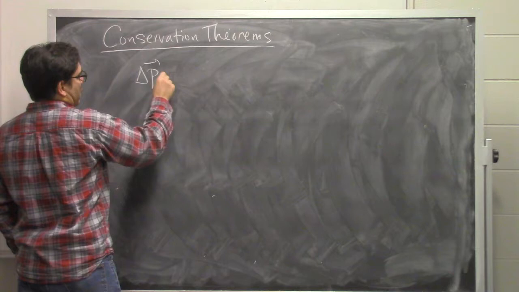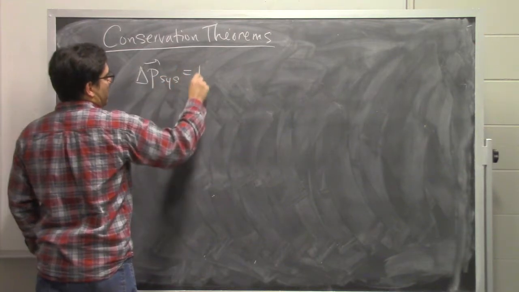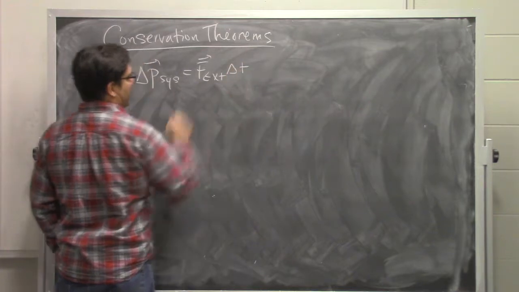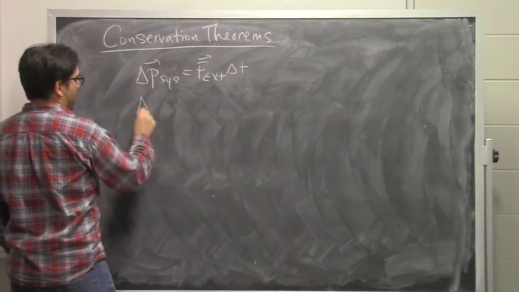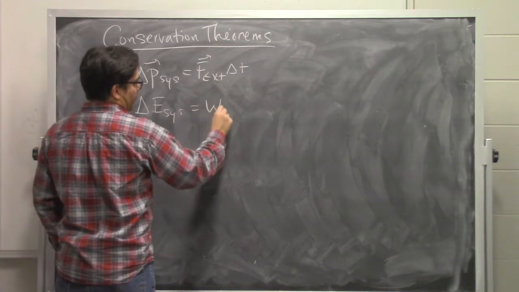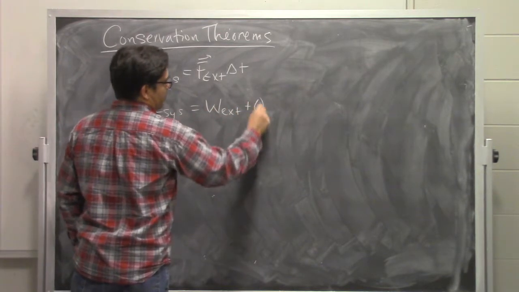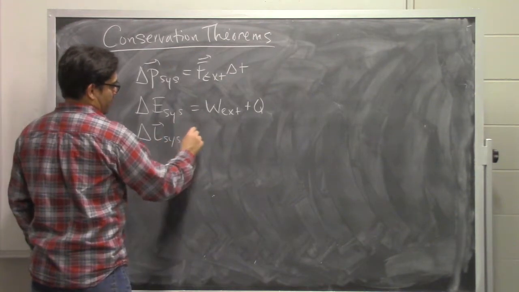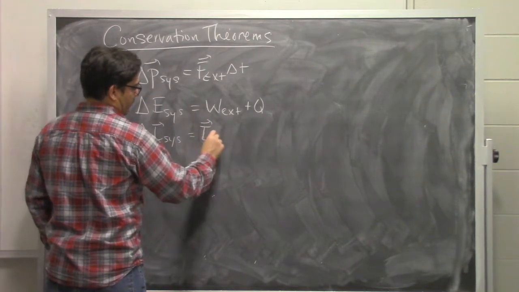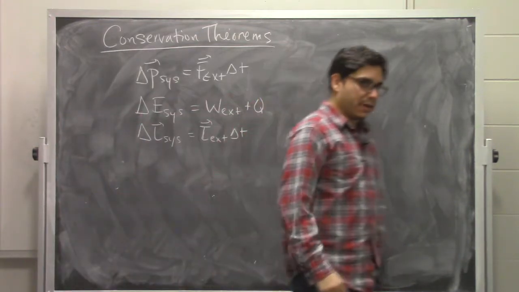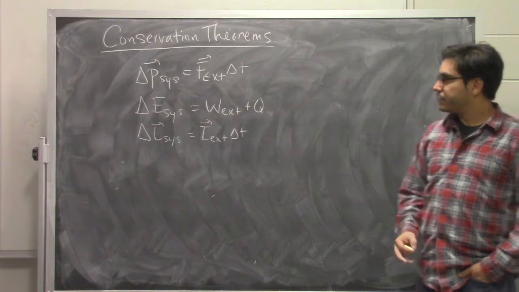So first, if you're thinking about a system, its change in momentum is equal to the external force that is applied to that system times whatever the time change is. If you look at the energy change of that system, that's equal to whatever the external work is, plus whatever thermal exchanges you have. And if you look at the angular momentum of that system, that's equal to the torques that are exerted on the system times the amount of time over which the torque is applied.